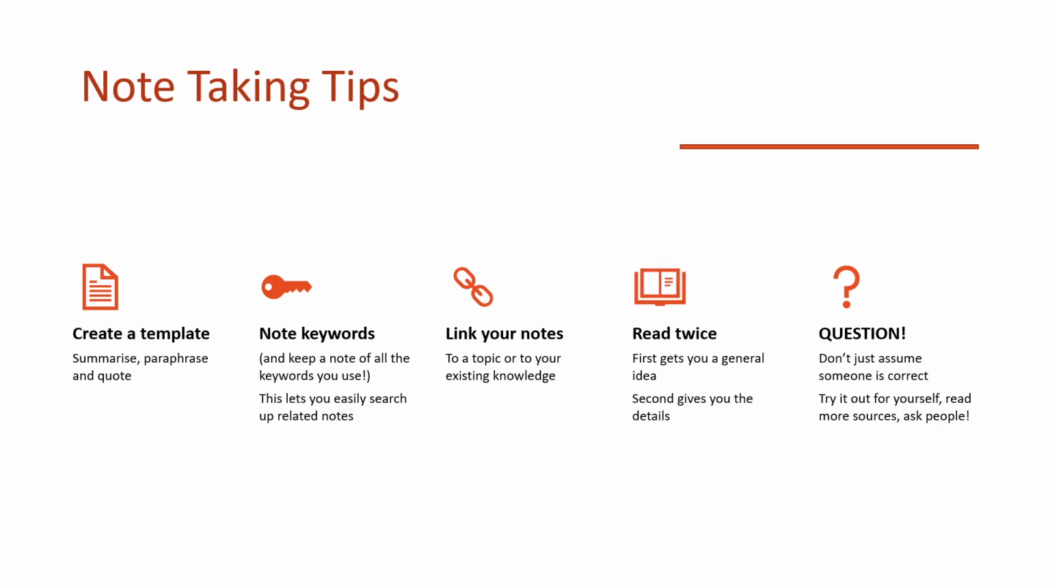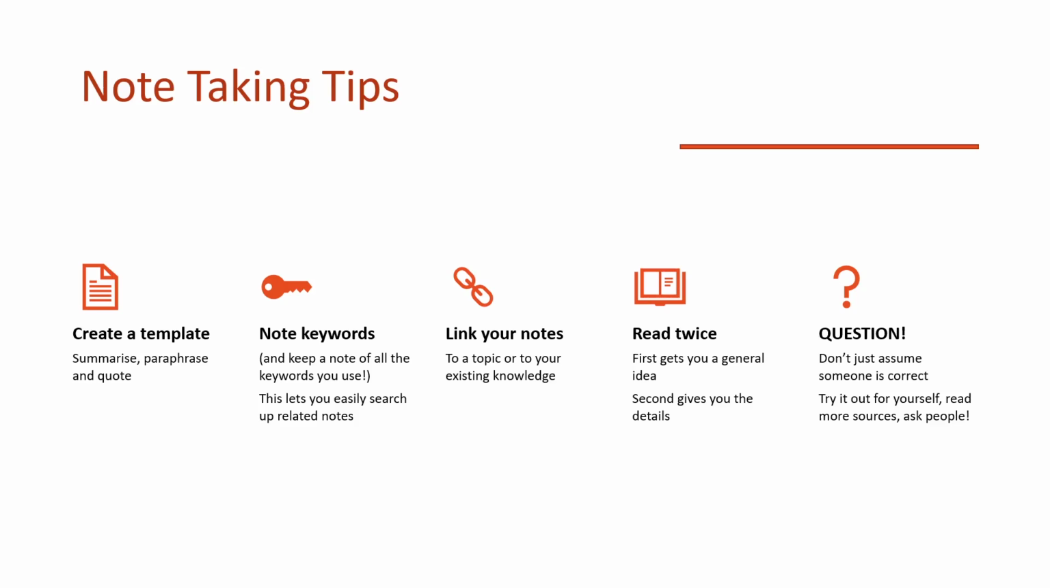And you should be summarizing, paraphrasing, and quoting. So when we say summarize, we mean that you should write down what something's about. When you paraphrase, it should be what something's about in your own words, so it should be your own understanding. And quote is when you take a direct quote, maybe a slide from something, and use that. So that's step one. Step one is create a template.